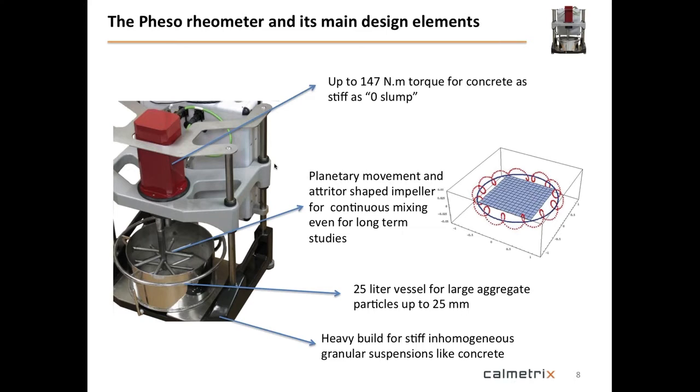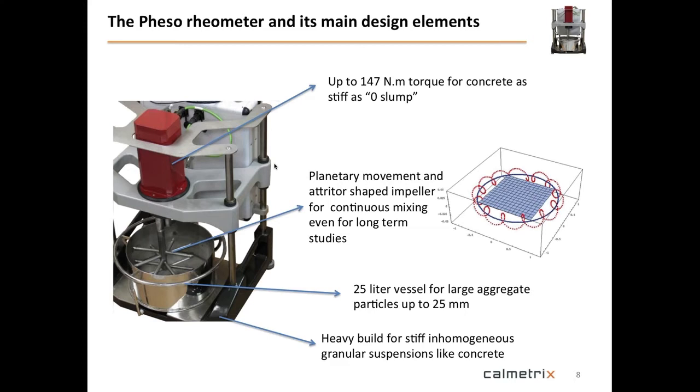We designed this rheometer with a planetary movement. Planetary movement is a sophisticated way of saying that your impeller is actually off axis. It rotates, but it's not around the central axis. And the shape of it is what we call an attritus shape. So it's designed to create turbulence, so proper mixing.